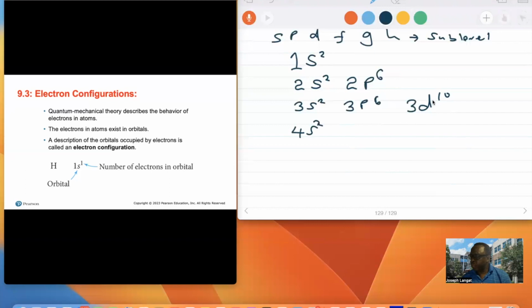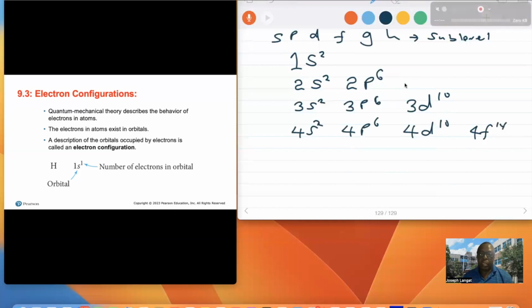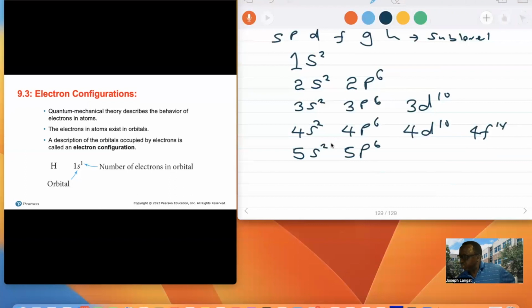And then we continue with 4s2. Now you know the pattern. 4p6, 4d10, 4f14. The maximum number of electrons increases by 4 each time: 2 plus 4 is 6, 6 plus 4 is 10, and so forth. 10 plus 4 is 14. So if I go to the fifth energy level, this is the fifth energy level, 5s2, 5p6, 5d10, 5f14.